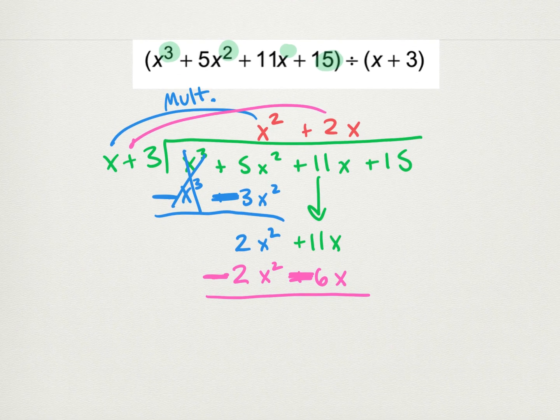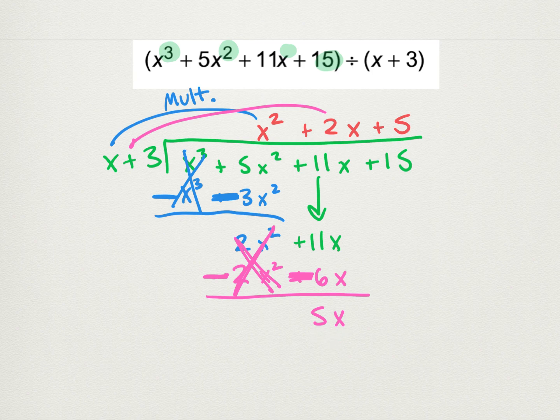So what happens here? 2x squareds cancel. 11x minus 6x is 5x. And divide by x again. Then back to the top, we do the same pattern again. Divide by x, just 5.